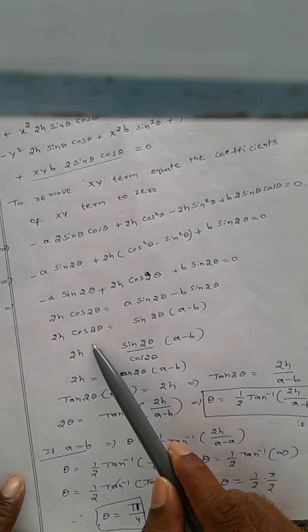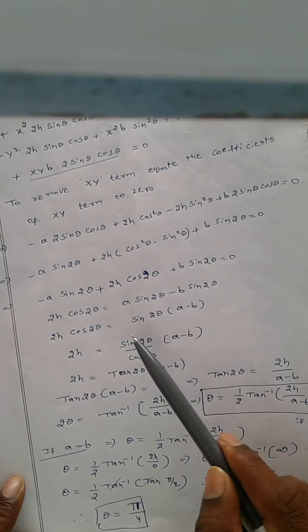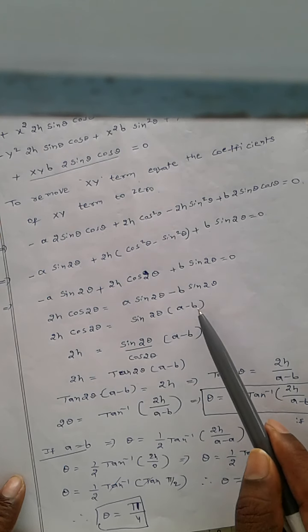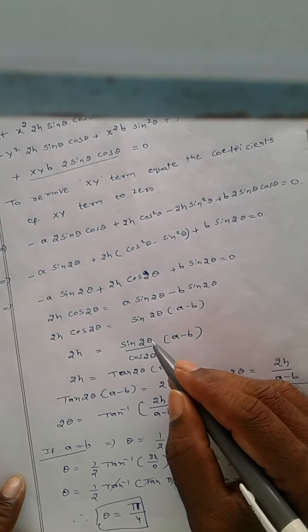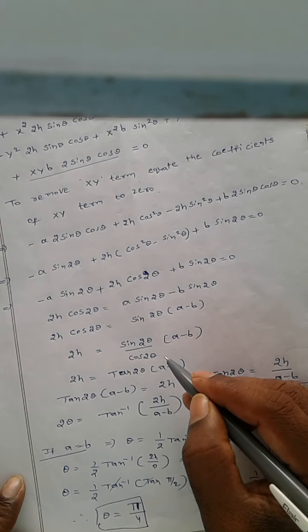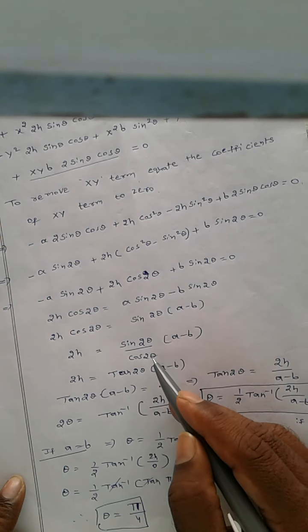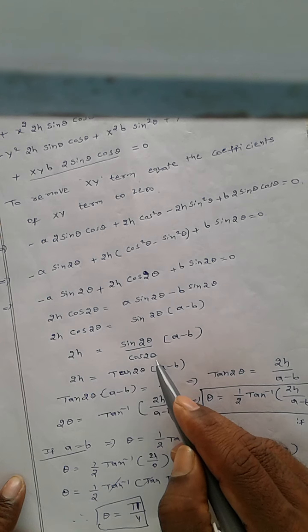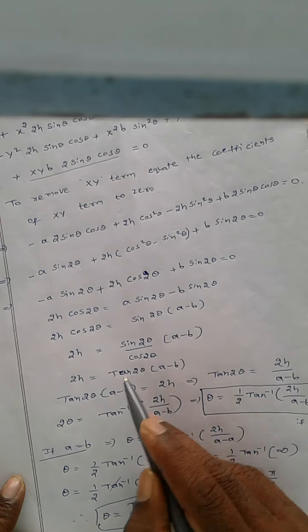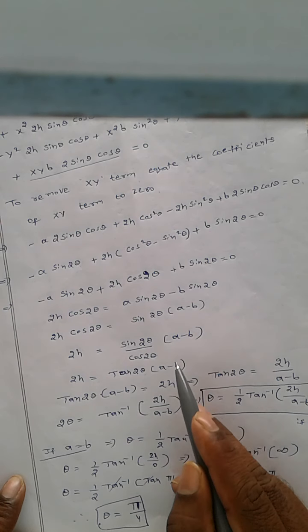So cos 2 theta kept on the right side, what happens? That is division. So sin 2 theta by cos 2 theta into a minus b. You know very well, sin 2 theta by cos 2 theta is equal to what? Tan 2 theta. Why? Because tan theta is equal to sin theta by cos theta. So sin 2 theta by cos 2 theta must be tan 2 theta. So 2h is equal to tan 2 theta into a minus b.